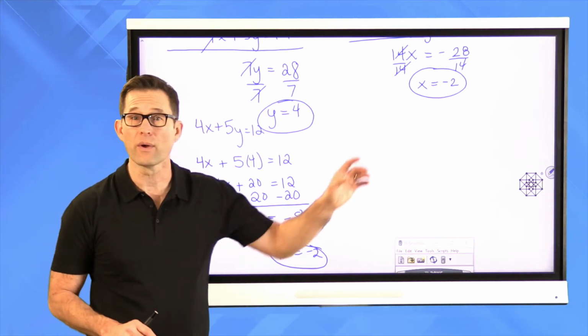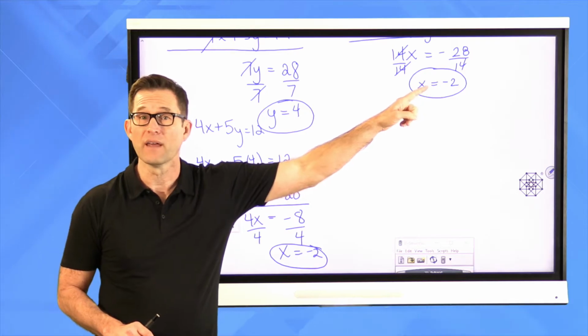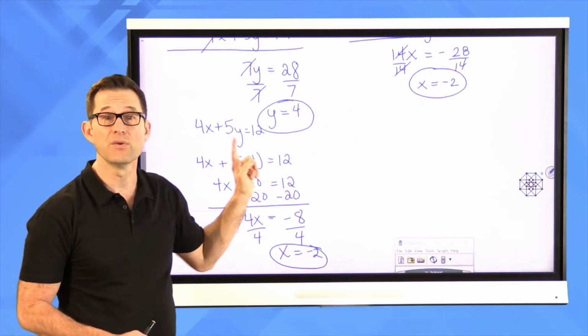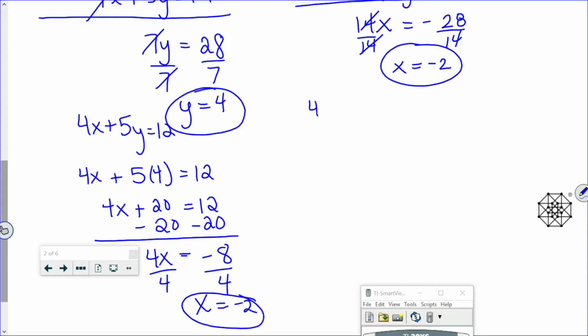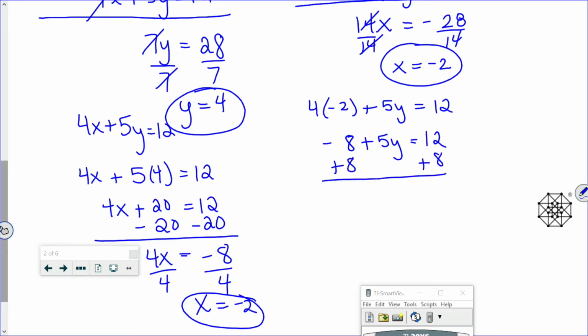So let me do that really quickly, and I'm going to do it again. I'm going to take my x equals negative 2 and substitute it into this equation. That's the first equation, right? So if I do 4 times negative 2 plus 5 times y is equal to 12, I'll get negative 8 plus 5y is equal to 12. Add 8 to both sides to get rid of that negative 8. I'll get 5y is equal to 20, divide both sides by 5, and y is equal to 4.